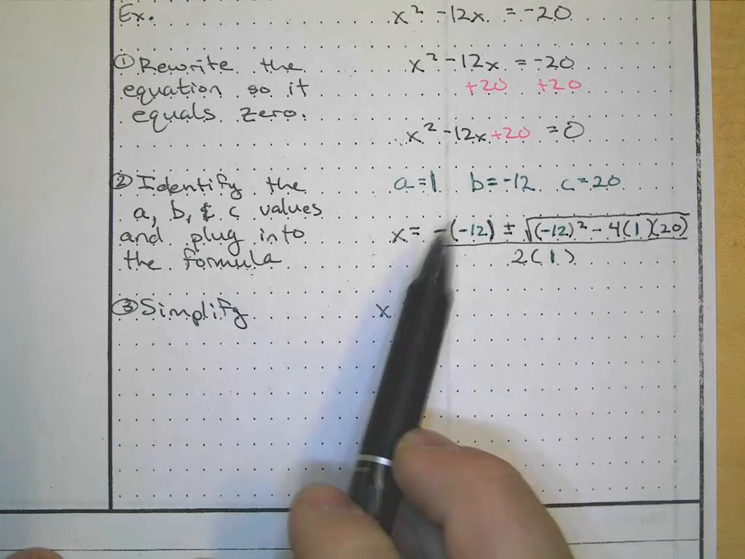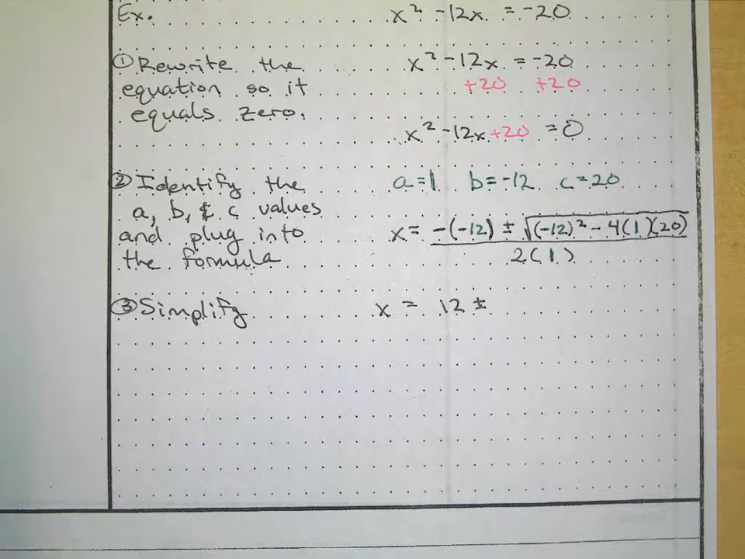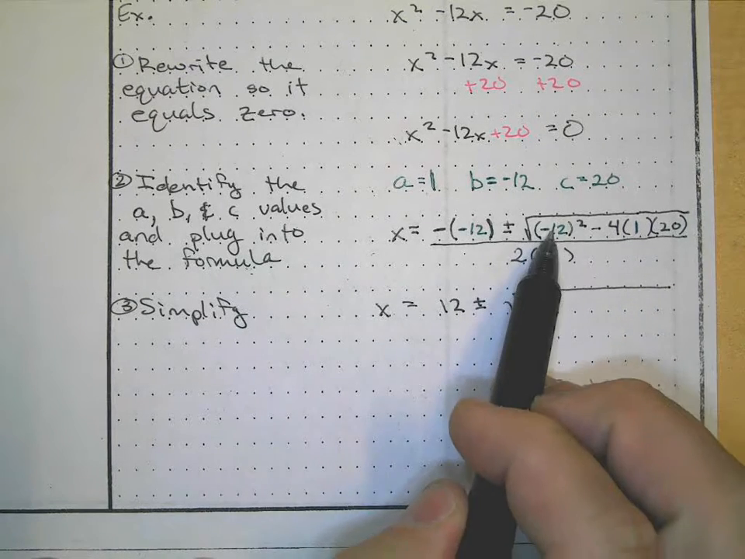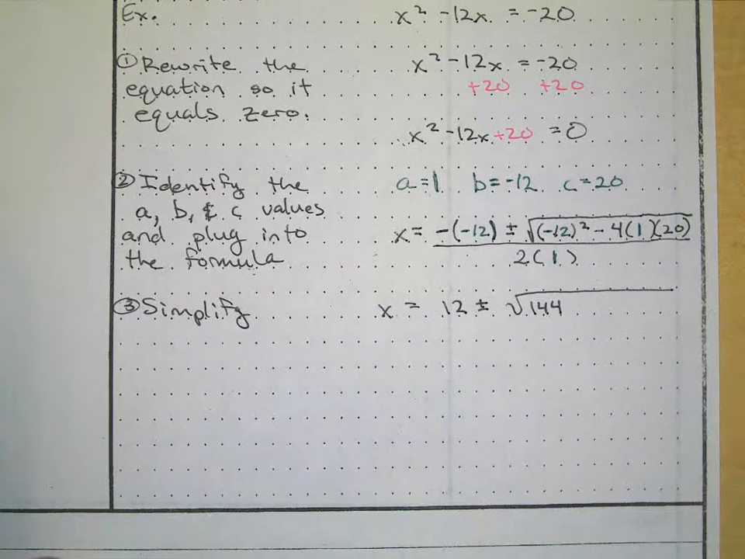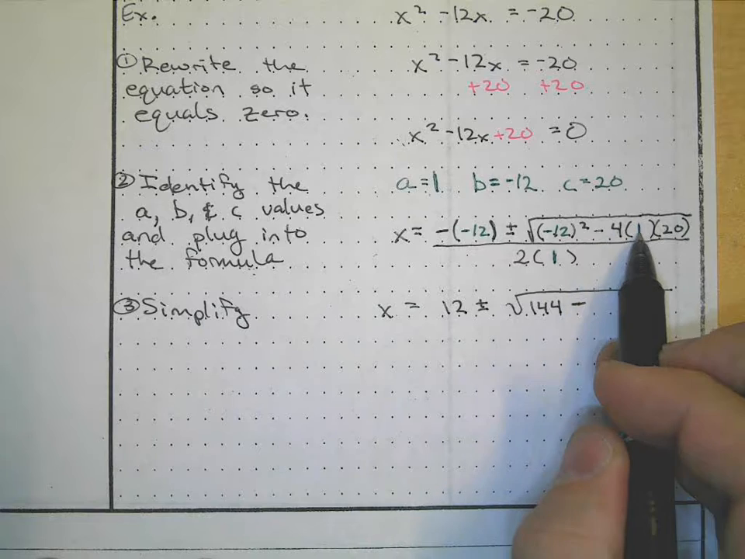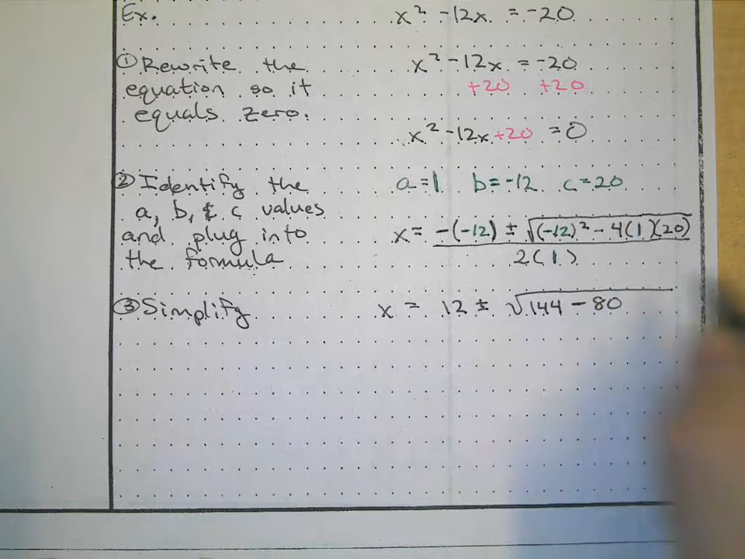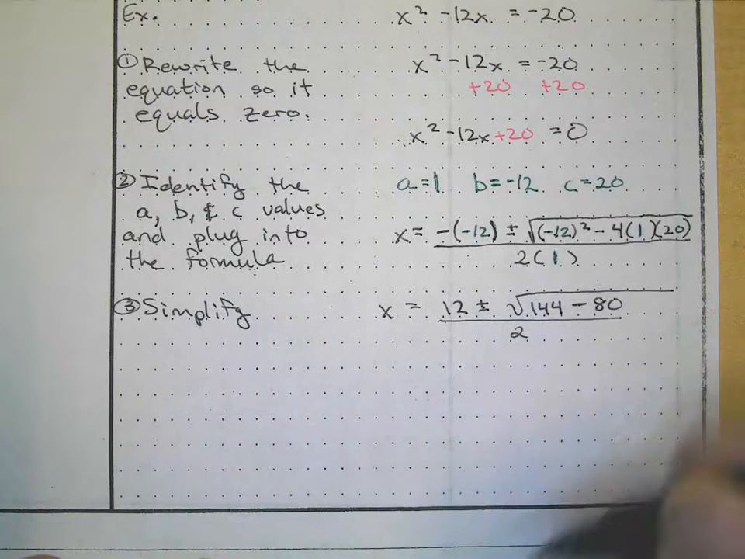So I'm going to have x equals a negative 12 becomes positive 12, plus or minus. I have my giant square root symbol. I go negative 12 to the second power is 144. Minus 4 times 1 times 20 is 80. And then eventually we will divide by 2 times 1 is 2.